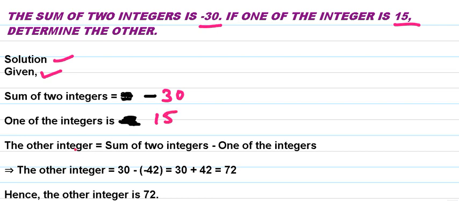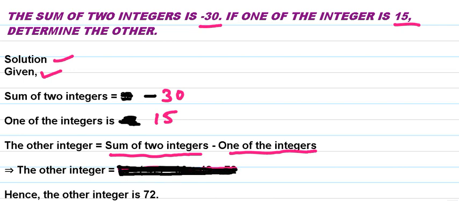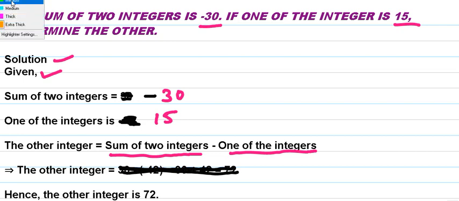How can we write the statement? Then we write the other integer equals the sum of two integers minus one of the integers. Right? Then we put in the values accordingly, as given in our question. Accordingly we write the values. So I have rubbed it. Now start. Cut it. Okay. We can erase it or leave it like this. Okay. Ignore it.